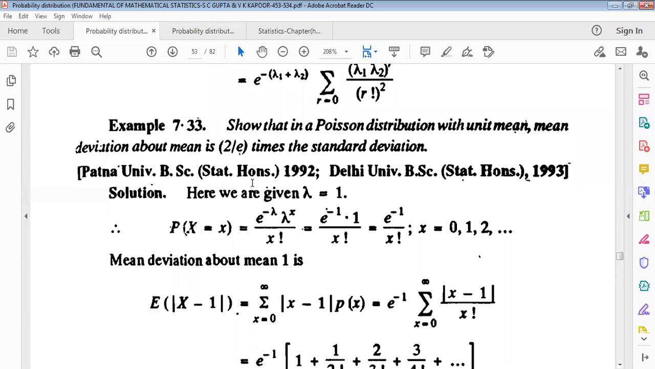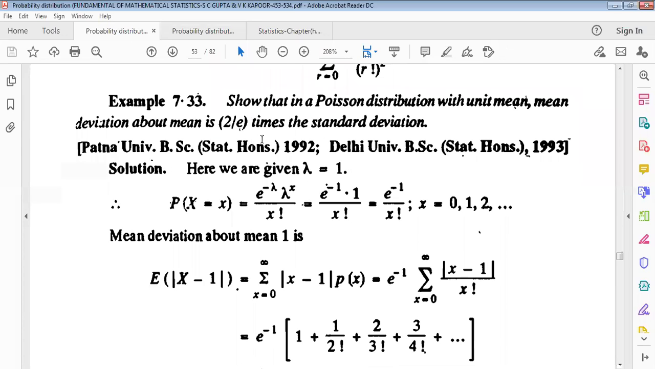In the previous class we have proved this result: in a Poisson distribution with unit mean, the mean deviation about the mean is 2 divided by e times the standard deviation. Is it right? In the previous class we have proved this.